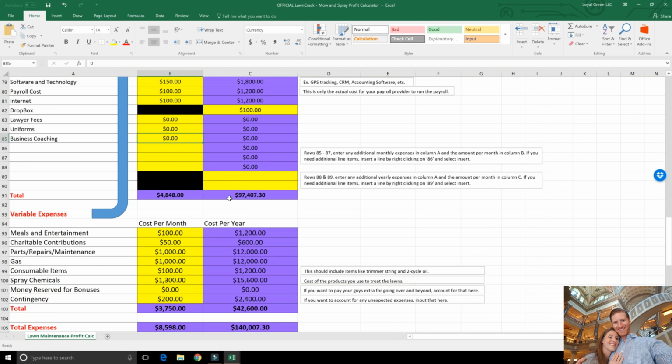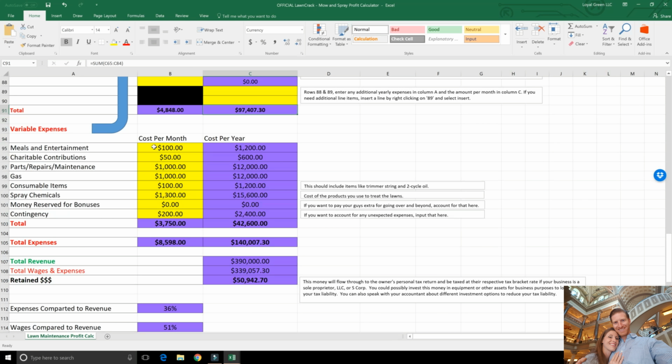So my total overhead expense is $97,000. Then you get to your variable expenses: meals and entertainment $1,200, charitable contributions I'm just saying $600. I have donated much more in the past, but this year I'm really just trying to pocket some money and invest that money in my other businesses. Repairs and maintenance, $12,000. I just had to replace an engine. That was $8,000, so that's why it's $12,000.